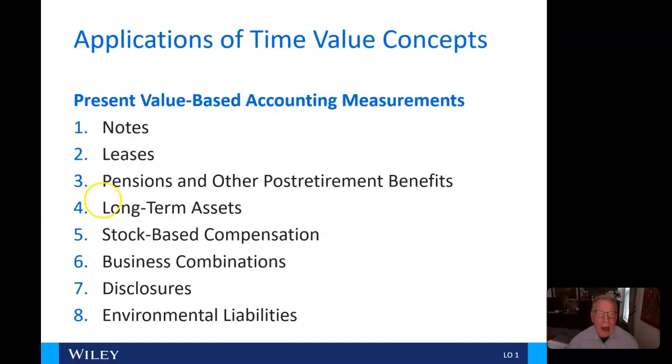All right, so how do we use this time value of money, present value based accounting measurements? Well, there are several applications. Notes with the bank, leases, pensions and other post-retirement benefits, long-term assets, stock-based compensation, business combinations, disclosure, and environmental liabilities.